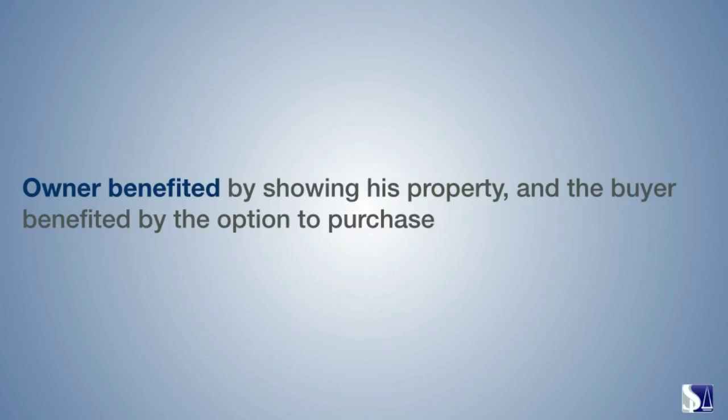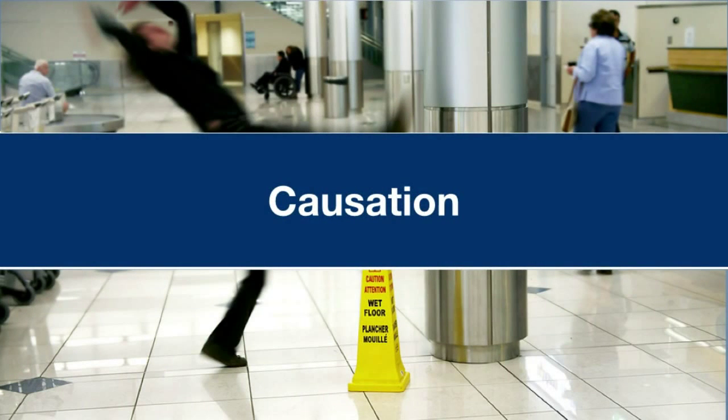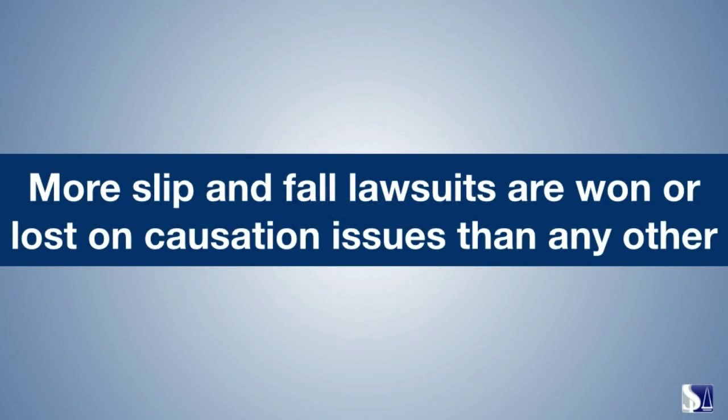Now that we have a better understanding of the parties involved and discussed whether or not a slip and fall accident was foreseeable, we need to delve into sometimes the most challenging issue, causation. Causation is the linchpin that holds all the other elements of a claim together. It's also the most difficult to prove. More slip and fall lawsuits are won or lost on causation issues than any other. An injured party may be able to prove property ownership, duty of care, and foreseeability, but if she can't prove what actually caused the injury, she won't have a strong case.